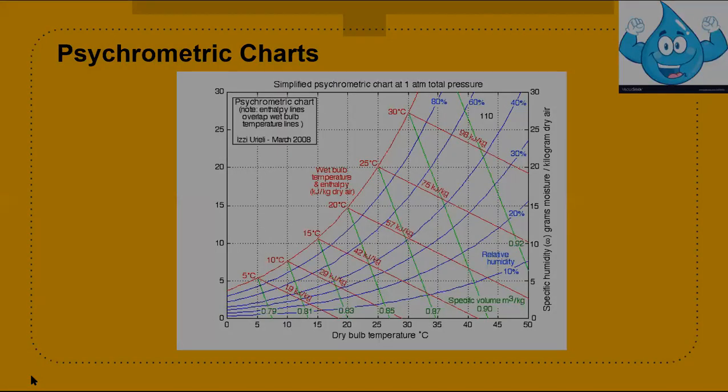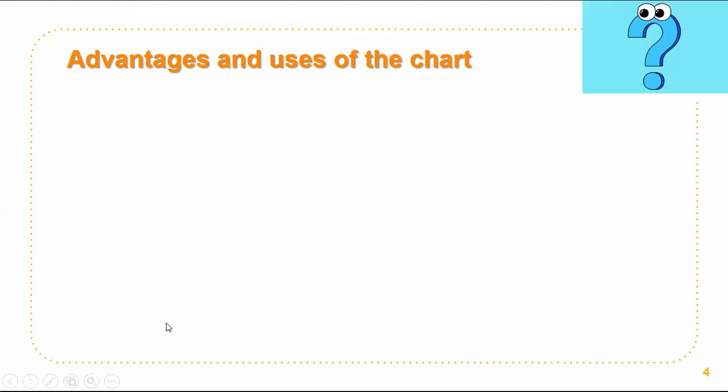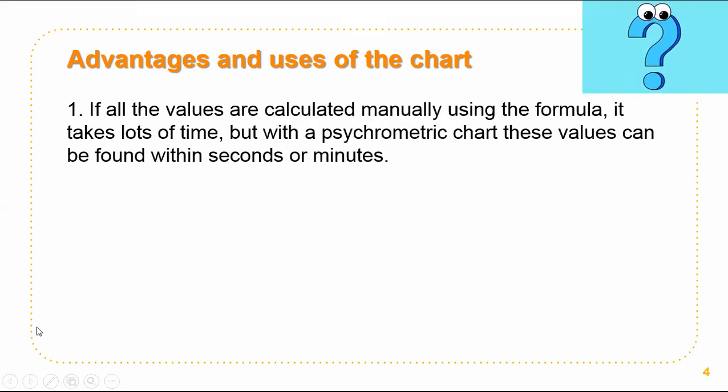Now, what are the advantages of using the chart? As I have mentioned already to you, some of the values that you can read directly from the chart could be solved, and it will be taught to you when we start the slide on drying. So I don't want to discuss it here because it will just be a repetition. If all the values are calculated manually using the formula, it will take a lot of time in terms of recalling the said formula. But with the psychrometric chart, these values can be found within seconds or minutes, as long as, of course, you know where to find it.